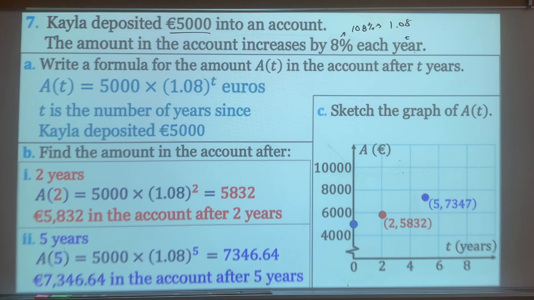That's it. There's your graph. Notice a nice little curve. All right.